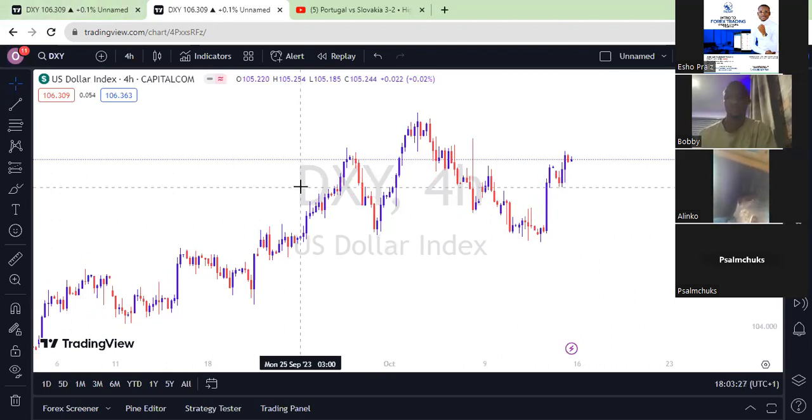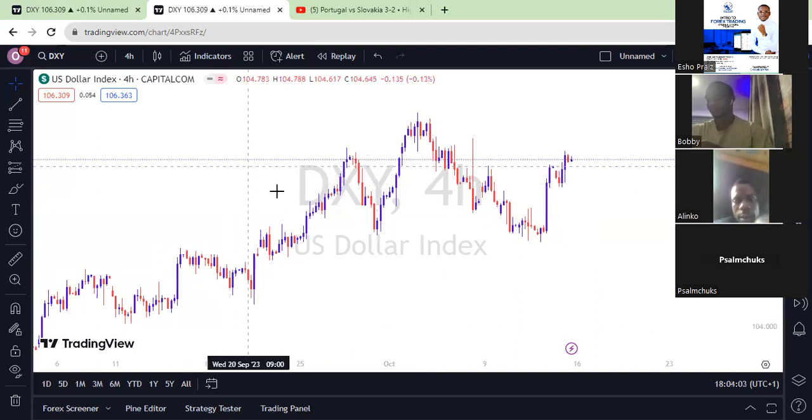So if DXY is selling, pairs like GBP USD, EUR USD will be buying. Understand? This one works with USD CAD, USD CHF. If dollar index is selling, USD CHF, USD CAD will also be selling. But if DXY is buying, pairs like GBP USD, EUR USD, they will be selling. So now let's go straight to what we have today.